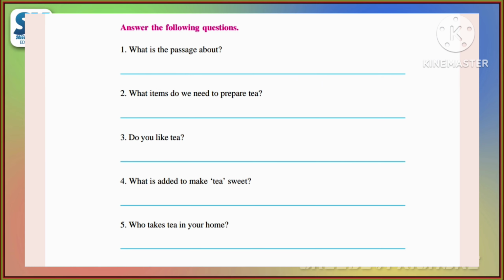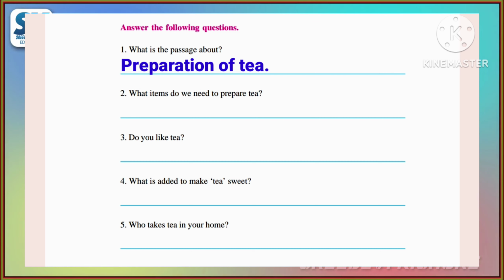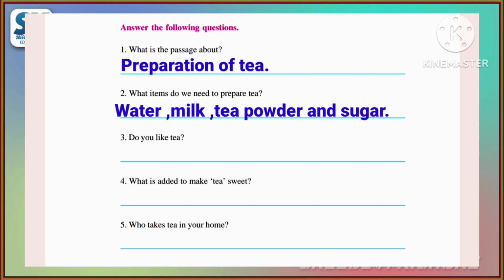Answer the following questions. First one, what is the passage about? Preparation of tea. Second one, what items do we need to prepare tea? Water, milk, tea powder and sugar. Third one, do you like tea?